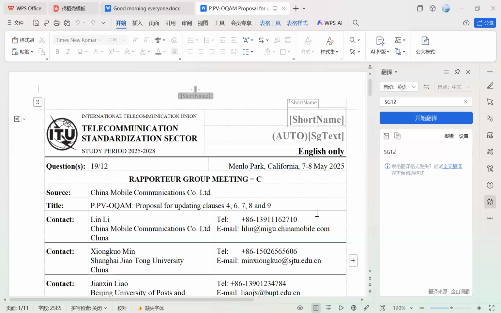Can you see my screen? Not yet, it has been loading. Just wait a few minutes. Yes, we can see it now. Please continue.